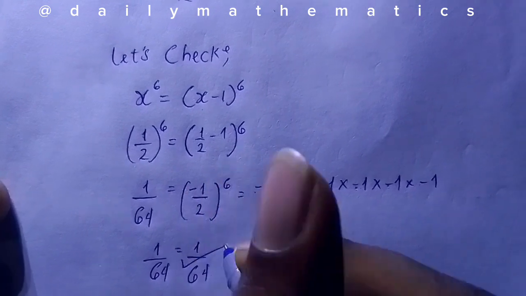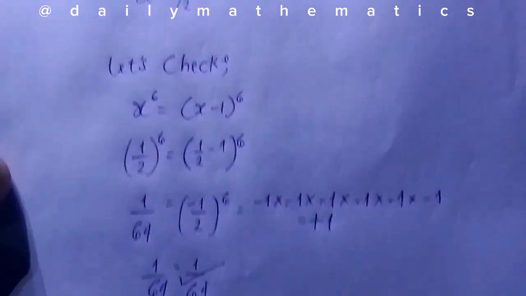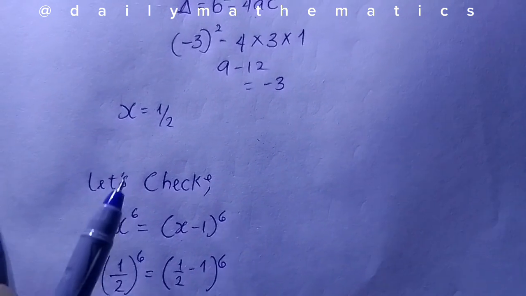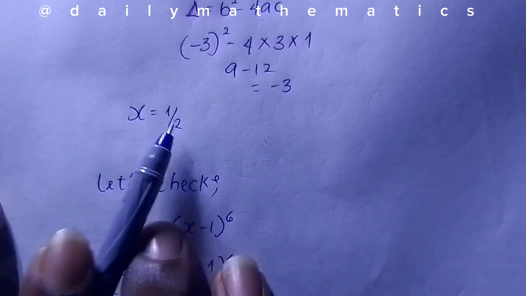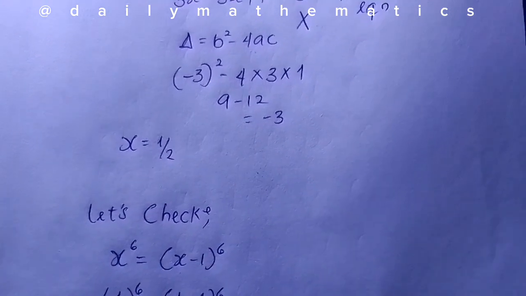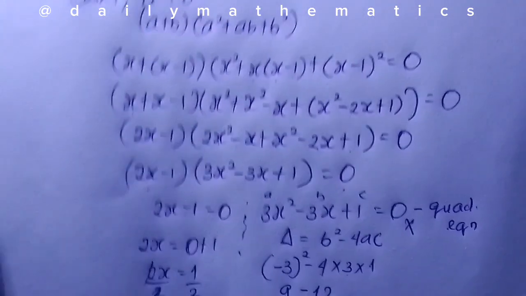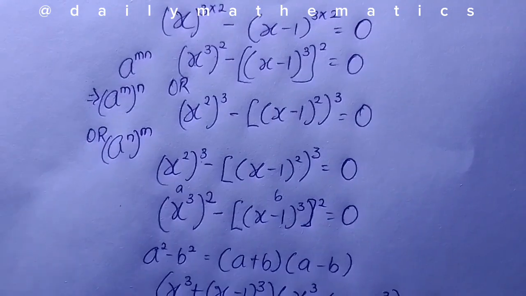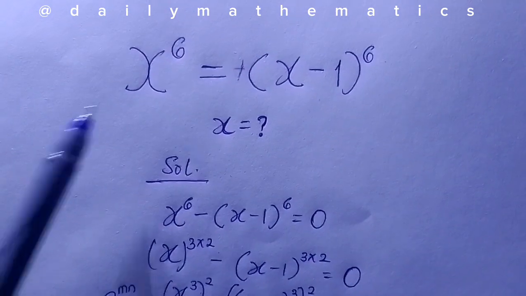So this is correct. So the value for x in this equation is x equals 1 over 2, right? So that brings us to the end of our question here. That brings us to the end of this question.